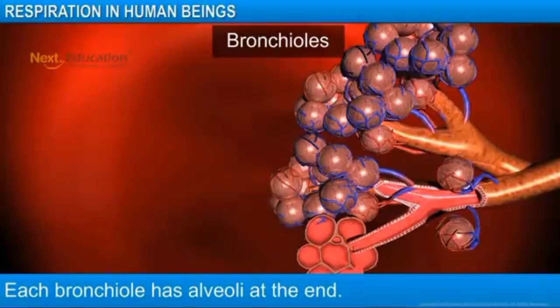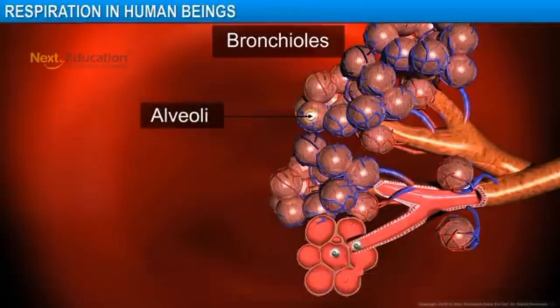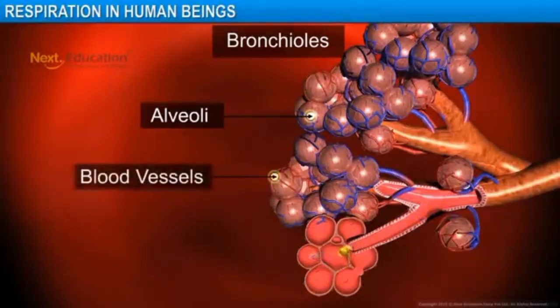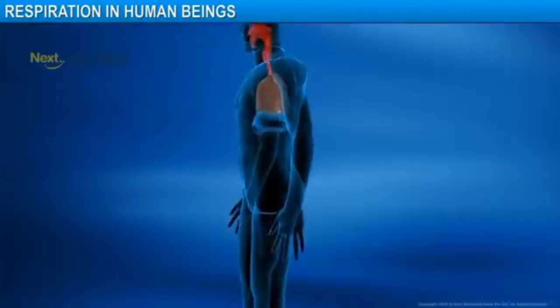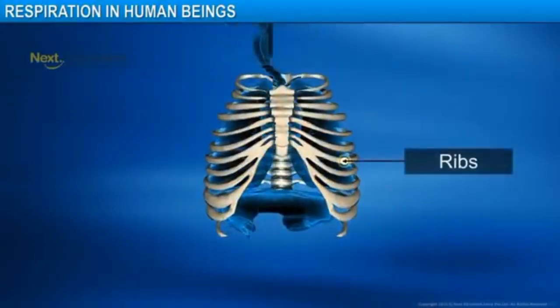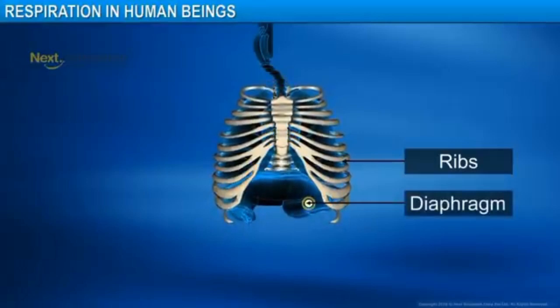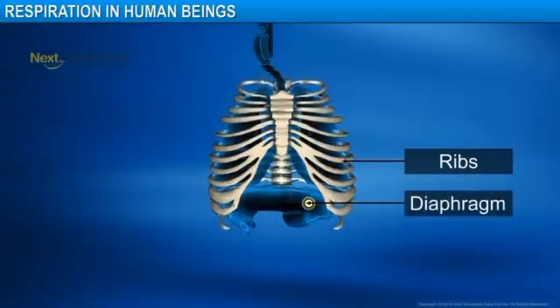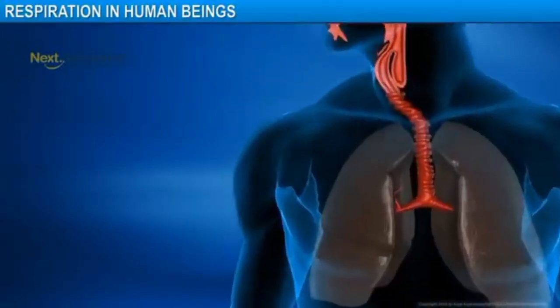So the walls of the alveoli contain blood vessels, which are capillaries. So when we breathe in, we lift up the ribs and flatten the diaphragm. As a result, the chest becomes larger and air is sucked into the lungs and fills the expanded alveoli.